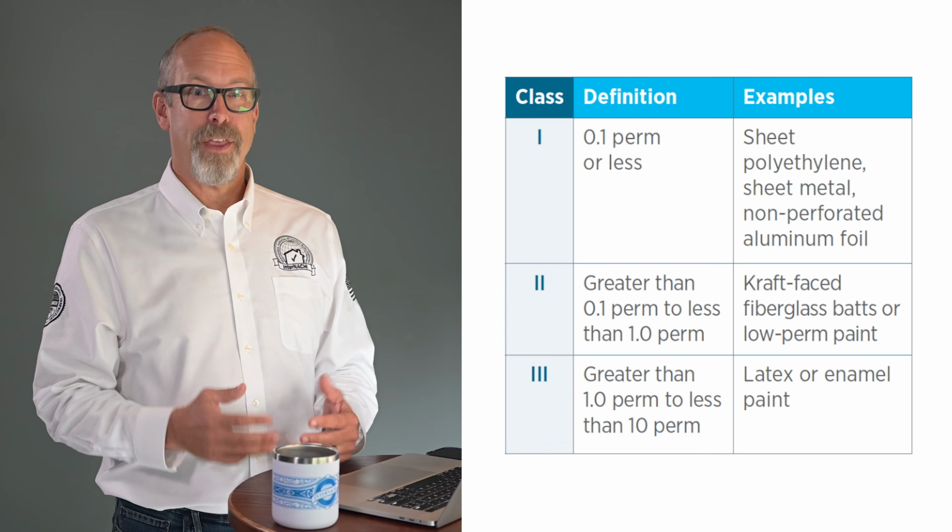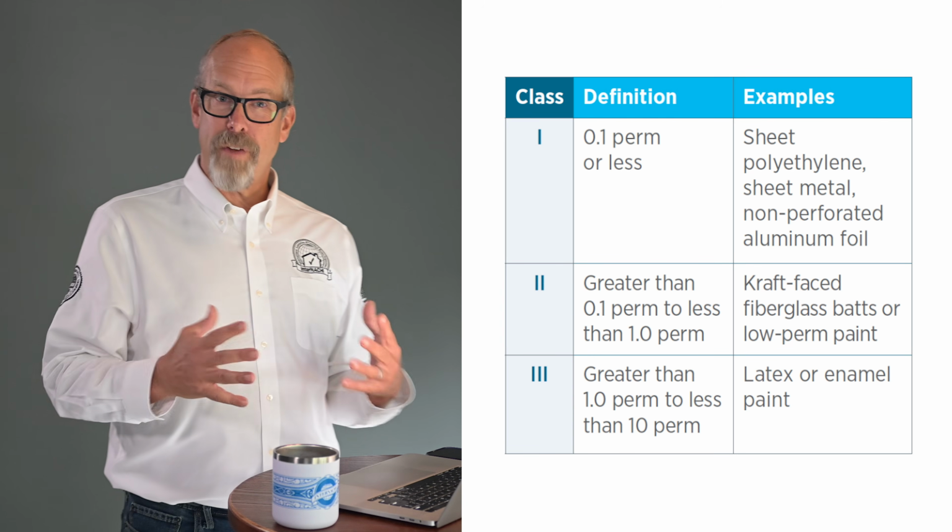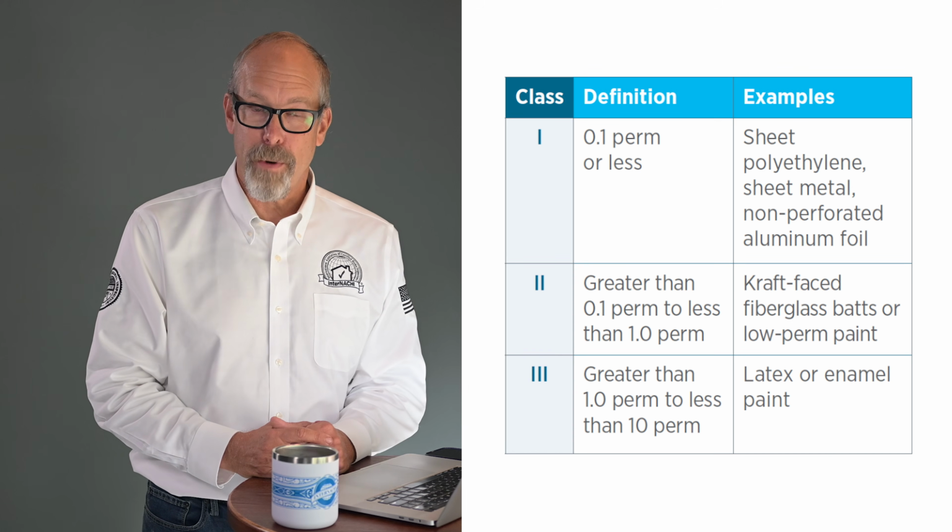The IRC 3-class system gives you the framework for evaluating vapor retarders professionally. If you know the classes and understand the climate requirements, you'll be able to assess whether what you're seeing helps or hurts moisture control.